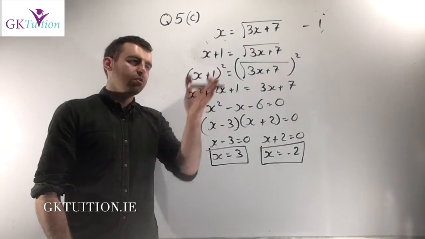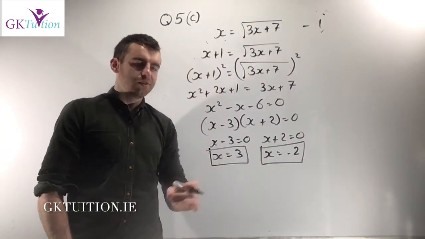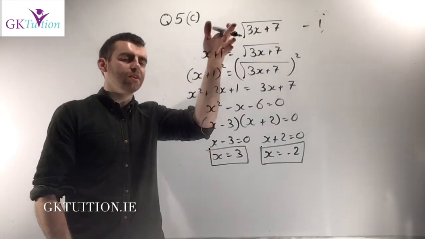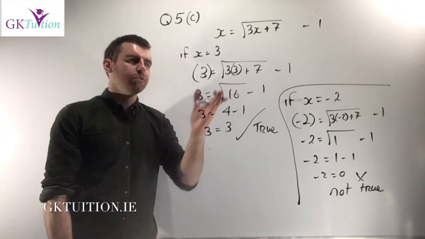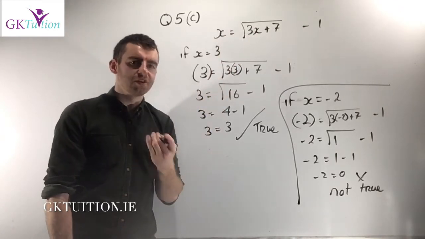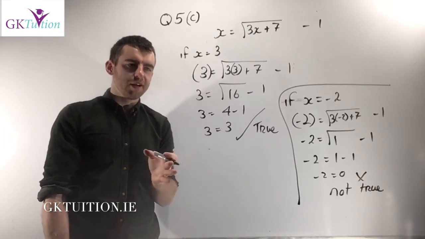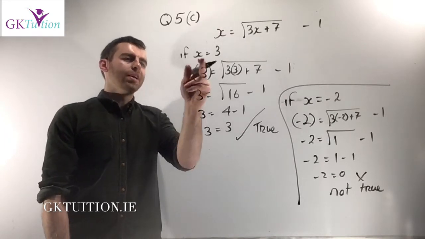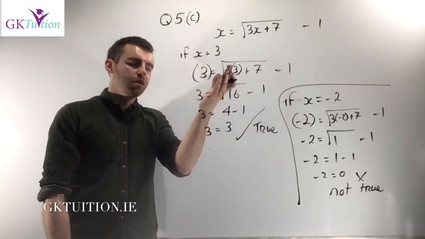However, in a question where there was a surd at the start, whenever you get your values you need to sub these values into the original line to verify that it's accurate. Because the variable was in a surd in the original equation, I need to double check if my answers are correct. So if you sub x equals 3 into the original line, it makes sense.